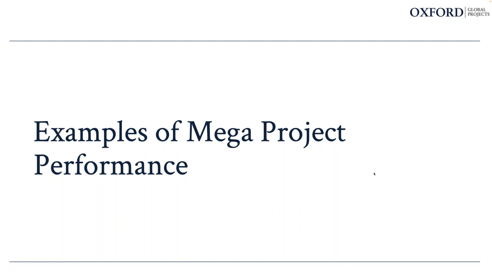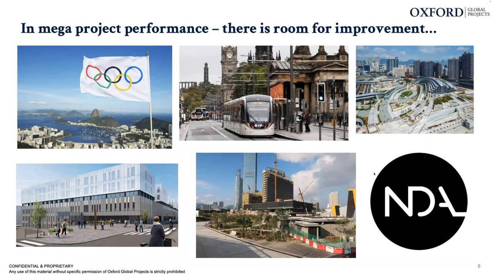So in terms of some examples of mega project performance, first of all, let me just define what we mean by mega projects, which are also sometimes called major capital projects. These are basically projects that are over $1 billion or £1 billion. And Oxford Global Projects, which is the company that I work with, where I am currently the head of resilience and sustainability, and I have a focus on the green energy transition.